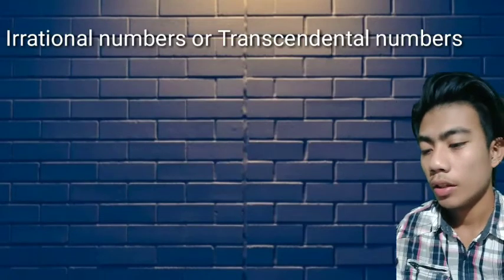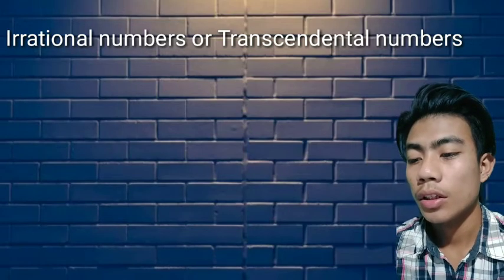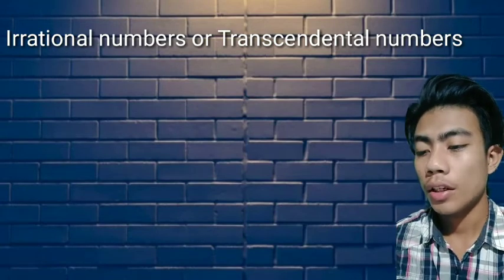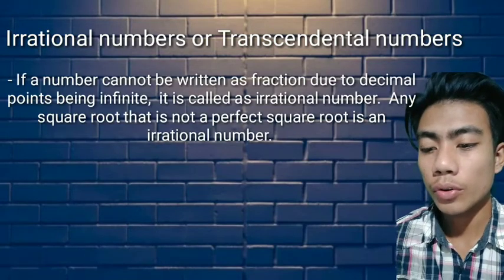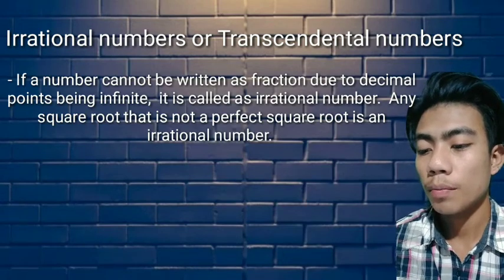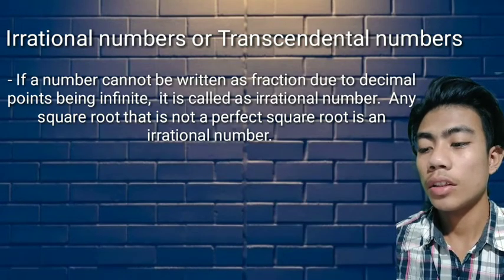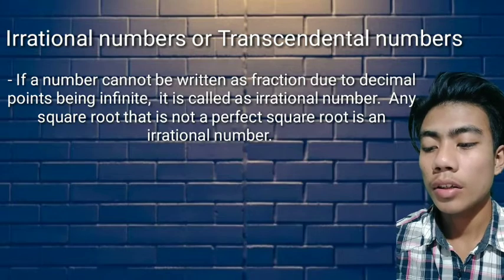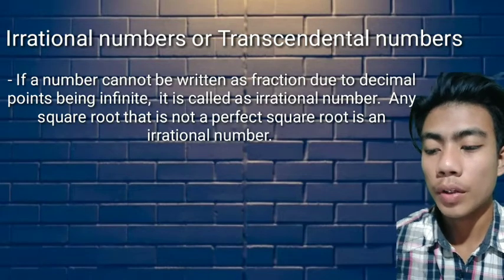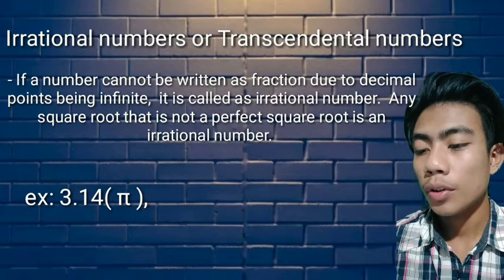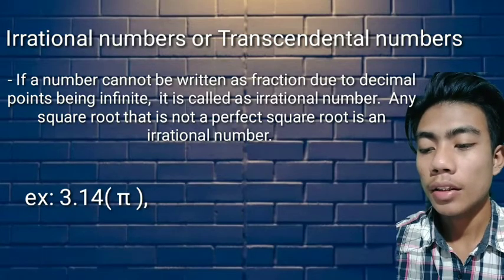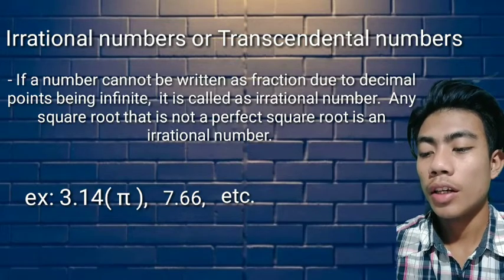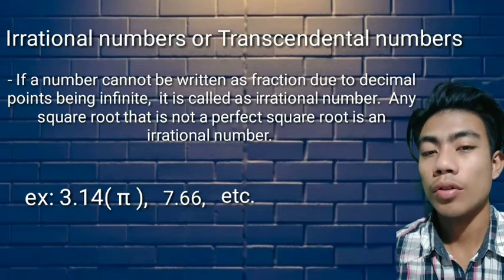Next are the irrational numbers, or transcendental numbers. If a number cannot be written as a fraction because its decimal points are infinite, it is called an irrational number. Any square root that is not a perfect square is an irrational number. For example, 3.14 or pi, 7.66, etc., and Euler's number or constant.